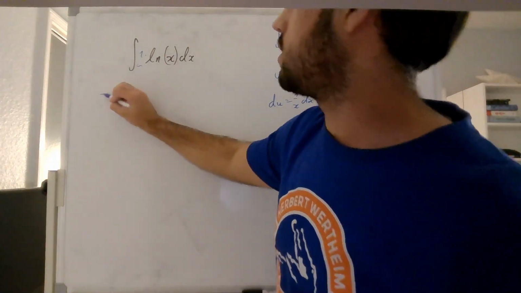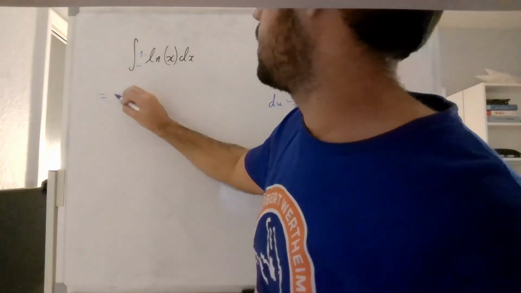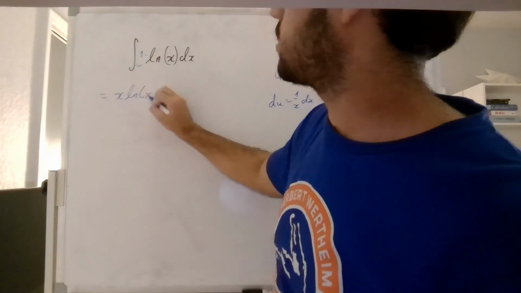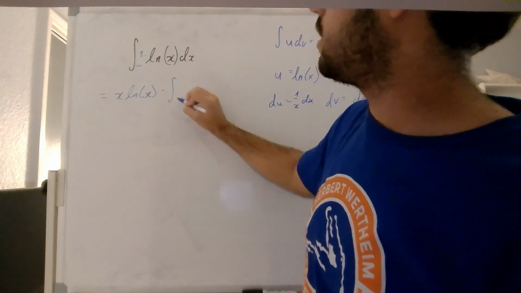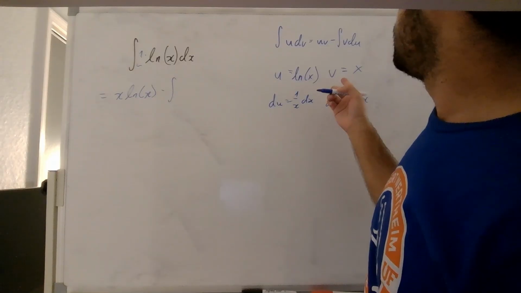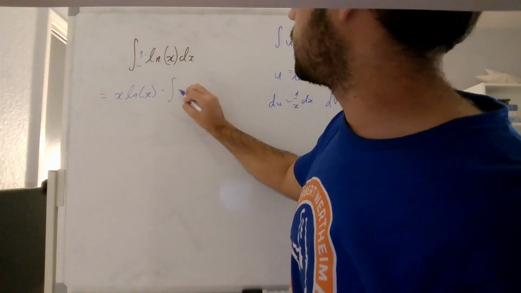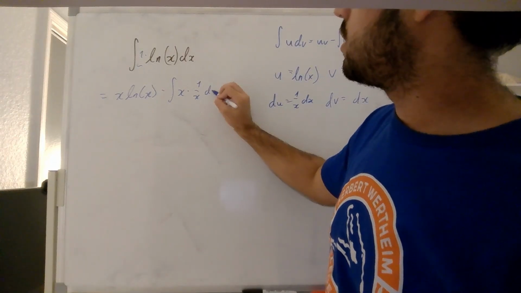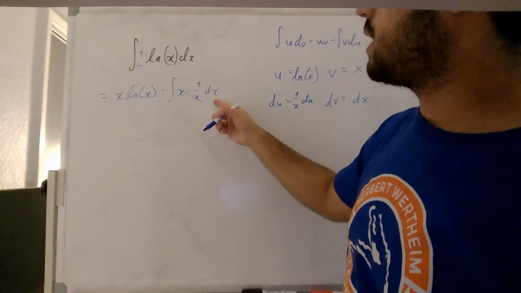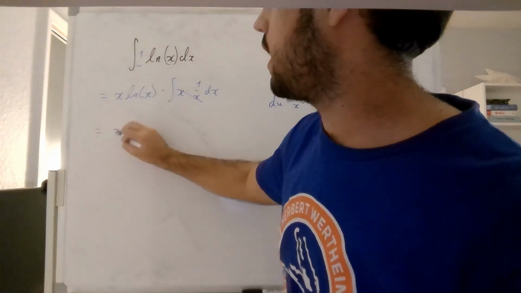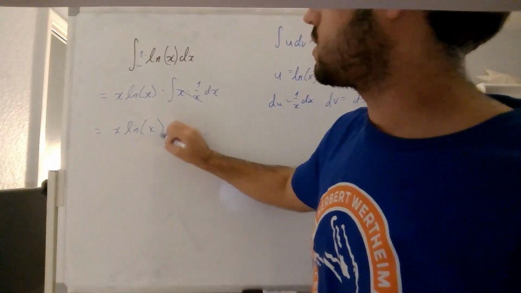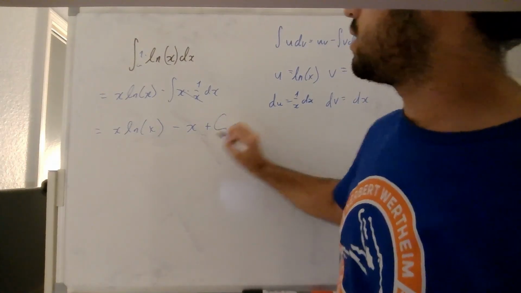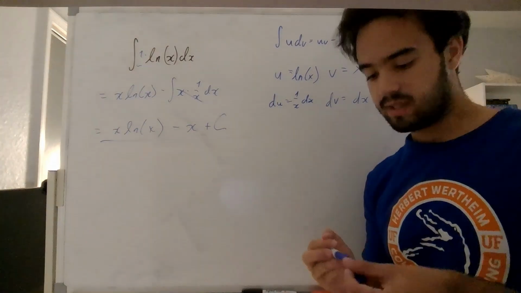So we can write this as uv is x times ln of x minus v du. So we have v, which is x, times du, 1 over x dx. These cancel out, we're just left with dx, which is x. So we're going to end up with x ln of x minus x plus c. And that's the integral of ln.